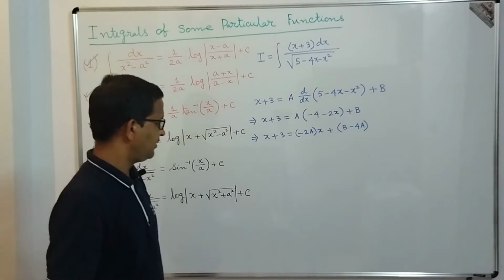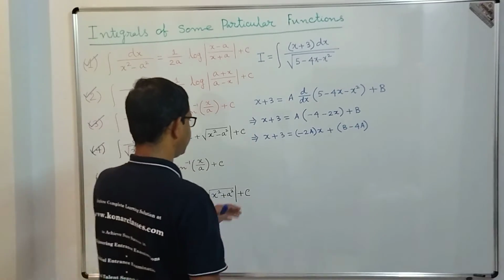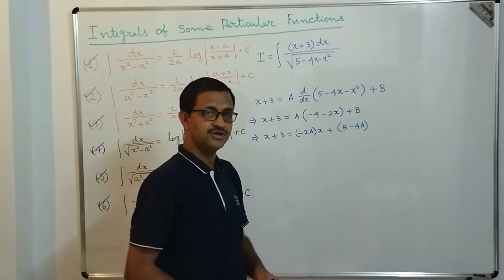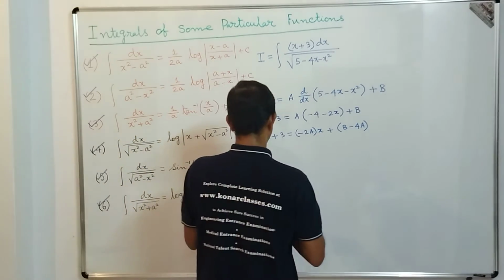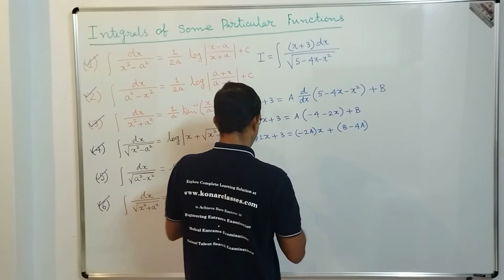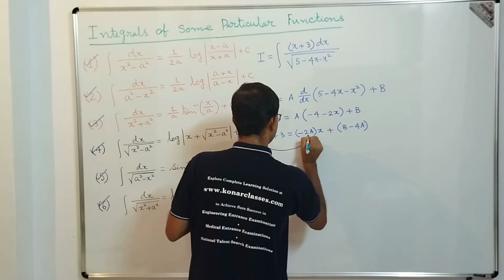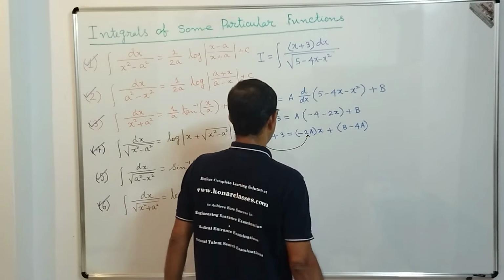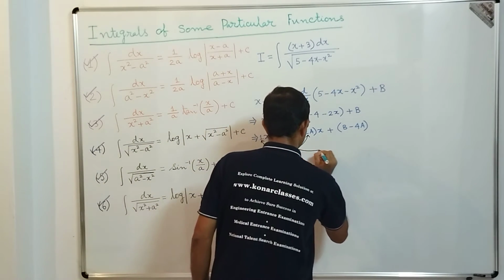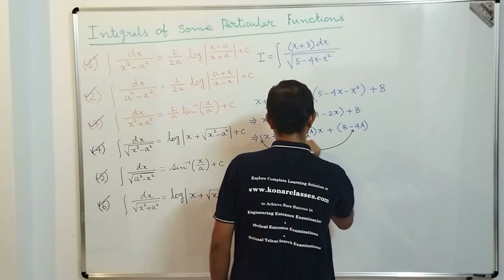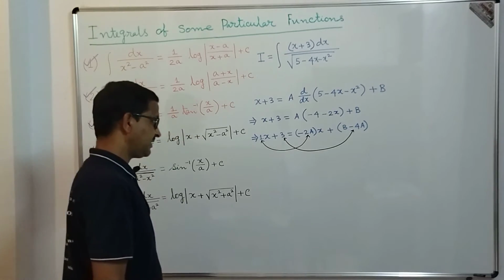Now as this is an identity, the left hand side is a linear expression, the right hand side is also a linear expression. So the coefficient of x in the left hand side, that is 1, should be equal to the coefficient of x in the right hand side, that is minus 2a. So this is one thing. And the constant term in the left hand side, that is 3, should be equal to the constant in the right hand side, that is b minus 4a. In this way we can find the value of capital A and capital B.